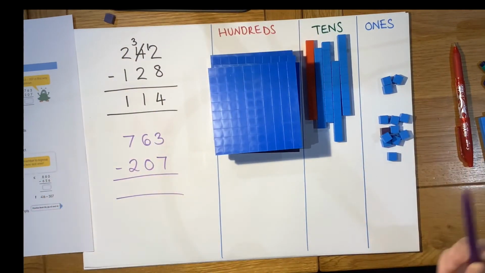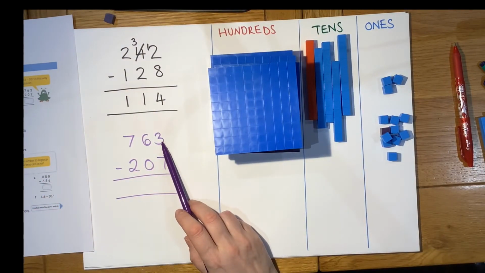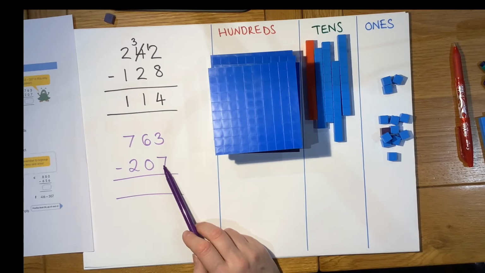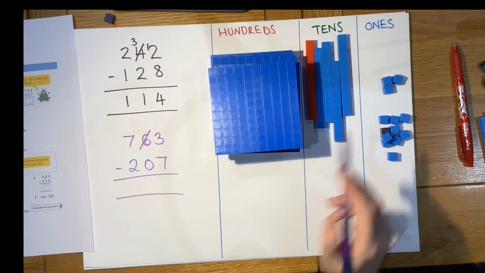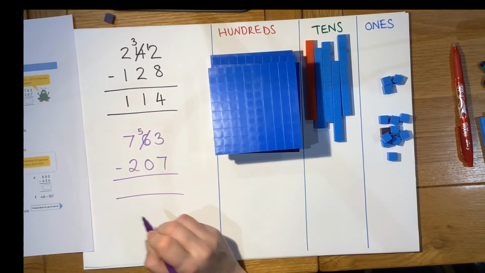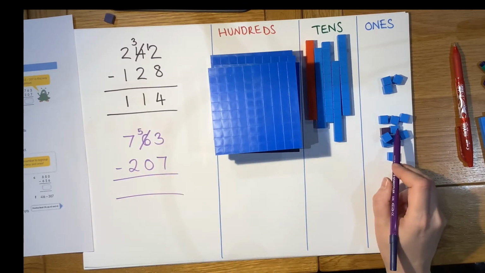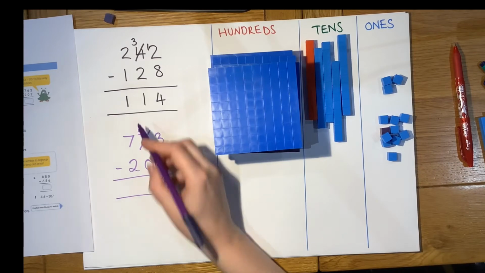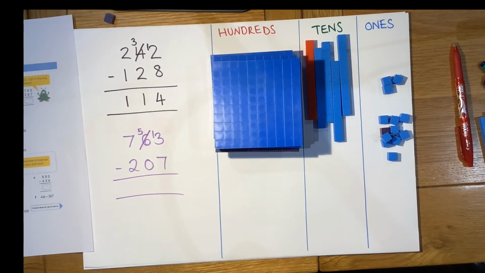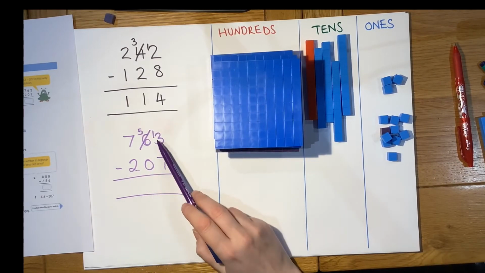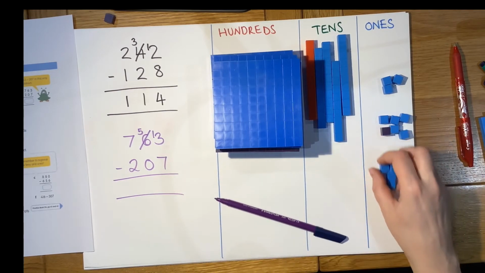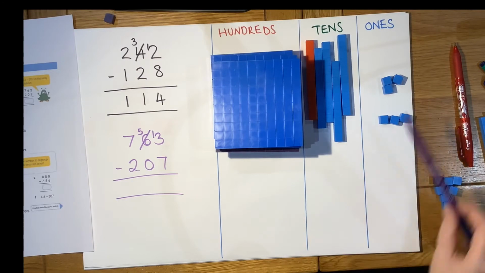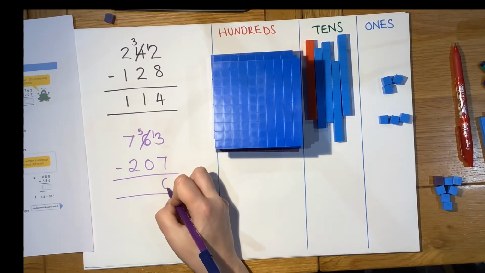What does that look like written down? Well, I couldn't do 3 ones, take away 7 ones. So I exchanged one of those 10s. I've got 5 10s left. And I put 10 into the ones column. I already had 3, so I've now got 13 ones. Now I have to do 13 ones, take away 7 ones. 2, 3, 4, 5, 6, 7. There we go. There are 6 left.